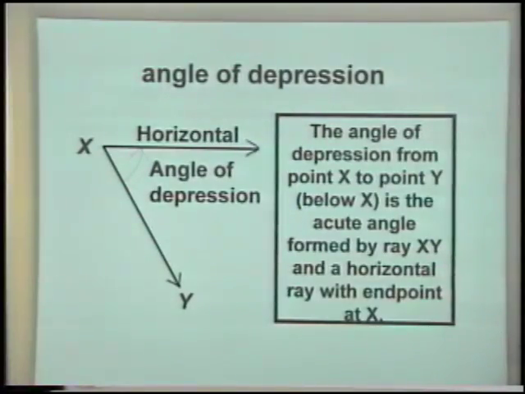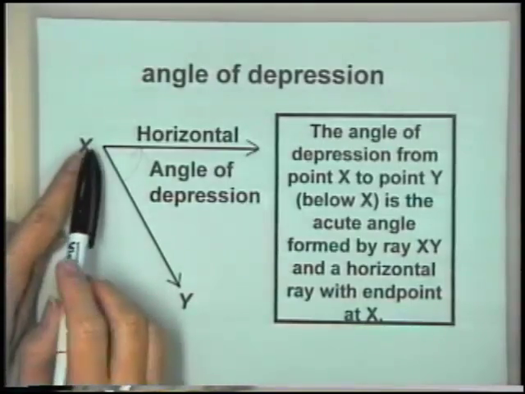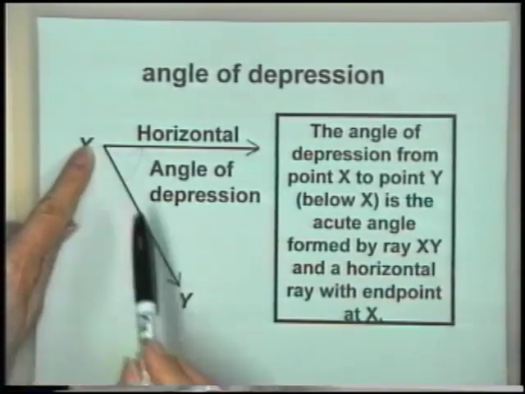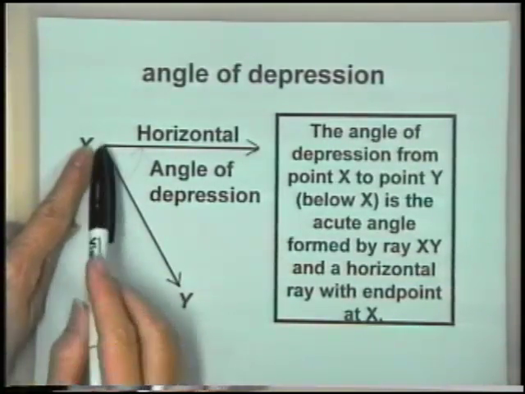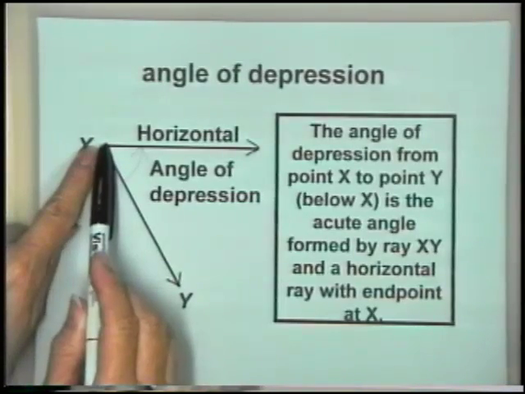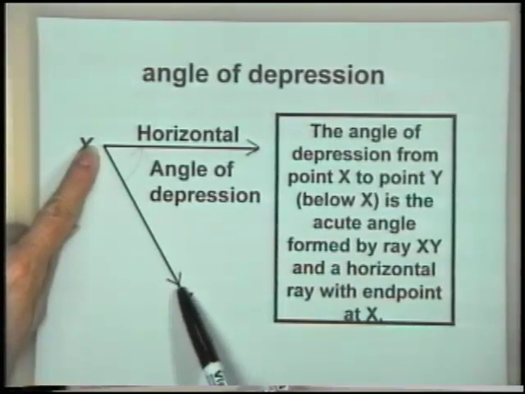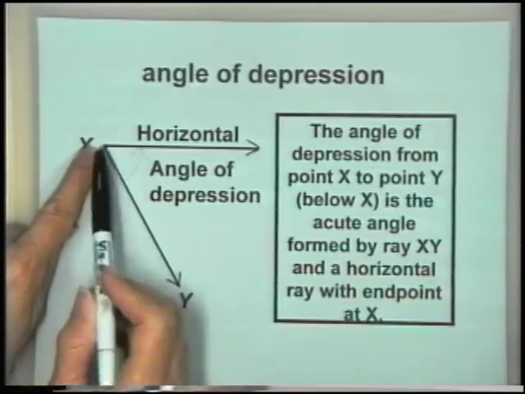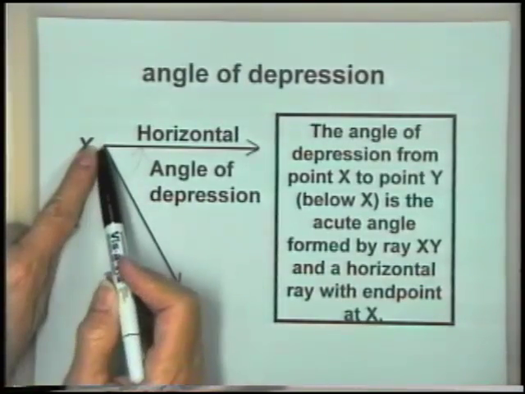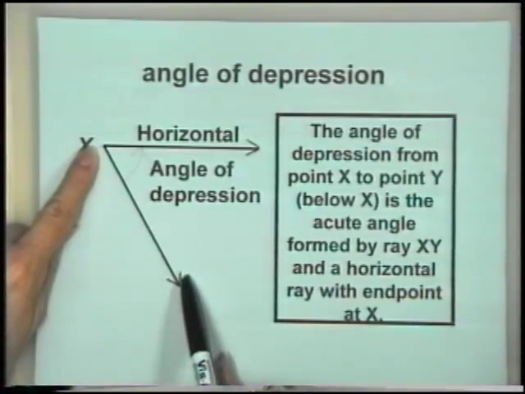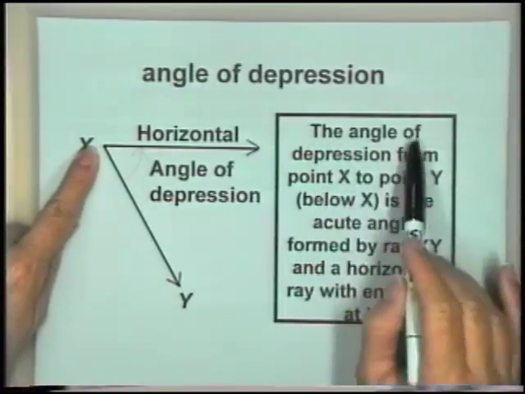Now let's look at another definition. This is the definition of the angle of depression. For the angle of depression, we're always talking about a physical situation where we're going from something above to something below. At this point, maybe we're a plane in the sky looking at a point on the ground. Maybe we're at the top of the building looking at a point on the ground. Maybe we're at the top of a tree looking at a point on the ground.